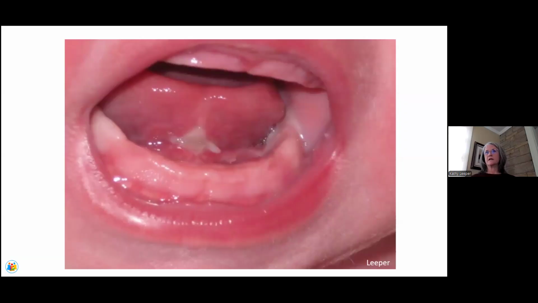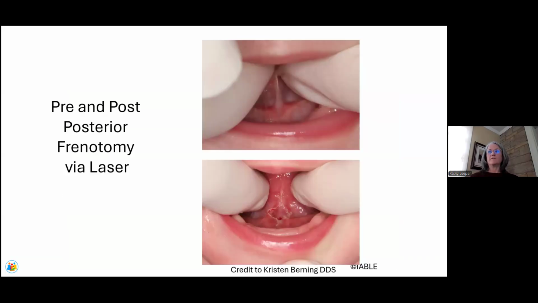Here's what it looks like a day or two later. For a week or two, depending on how deep the wound is, they have this little eschar or a white or yellowish white spot. Important parents know about it so they don't think it's infected. If they do laser, it looks more like this. Laser's nice because you can go slowly and there's usually no bleeding. Takes longer, which is negative from the baby standpoint, but nice from the practitioner standpoint to see what's going on.